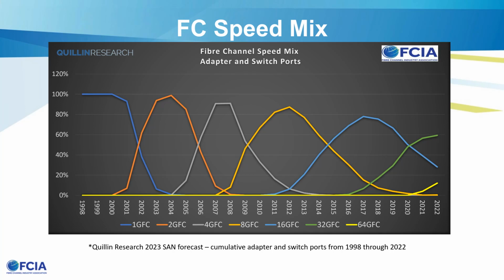And you can see in this chart here that we're actually at an interesting point where 64 gig Fibre Channel has just taken over from 32 as the predominant speed, and 16 gig is starting to really slow down and phase out, just as 64 gig is really starting to take off. So it's an interesting way of looking at the dynamics of the Fibre Channel industry.